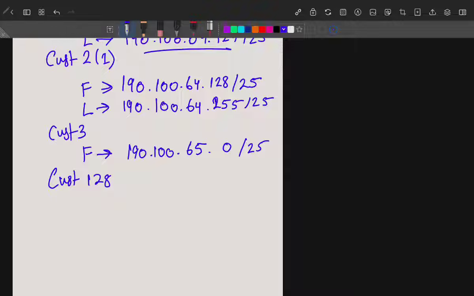So how do we do this? We're going to be finding the subnet bits of the 128th customer, or in other words, the subnet bits for subnet 128. A customer is a subnet, actually. So what is the first address for customer 128? And what is his last address?